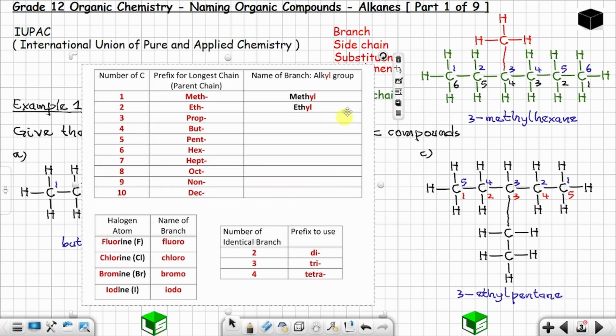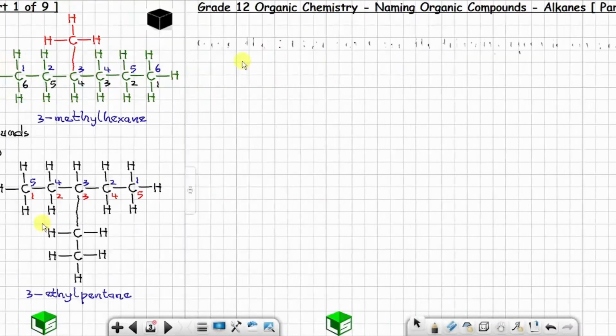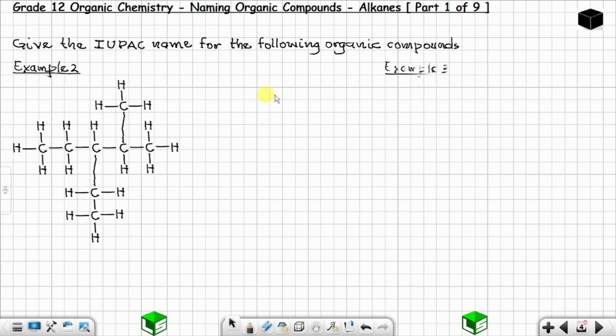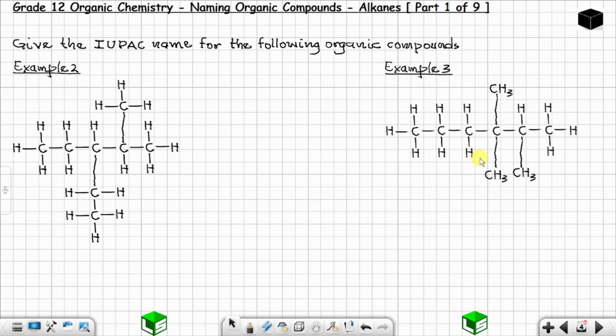Now let's do some other examples. Give the IUPAC name for the following organic compounds. Okay, you have example number 2 with this compound, and then example number 3 with this compound. Let's name these using the IUPAC system. Okay, let's start with example number 2.